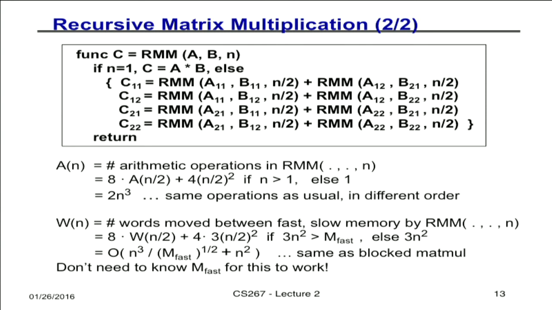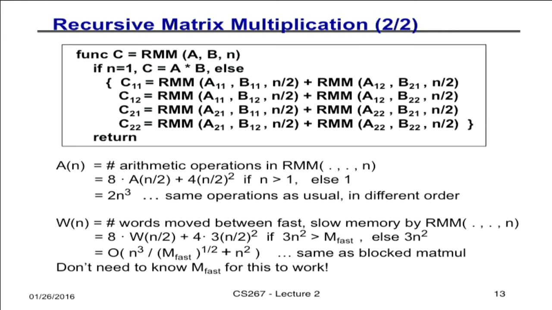Okay? Well, that just confirms that this is doing the same amount of arithmetic that we were doing before, and now the question is, what happens in terms of the data movement? Well, let's see how many words we're moving between our slow and fast memory in the recursive algorithm. We'll assume that we start by moving the 8 things into our fast memory. So we have 8 times whatever the data movement cost is of our 8 subproblems, each of size n over 2. And then we have to do the adds.